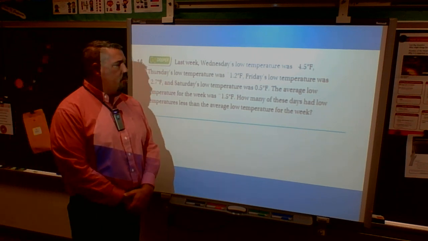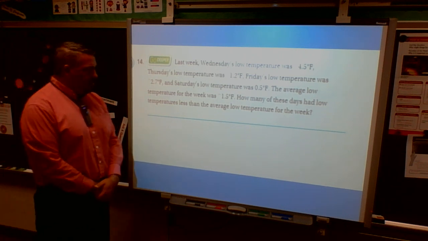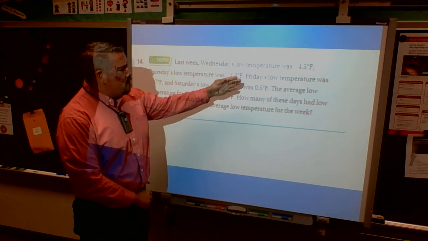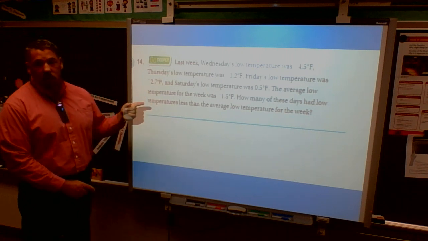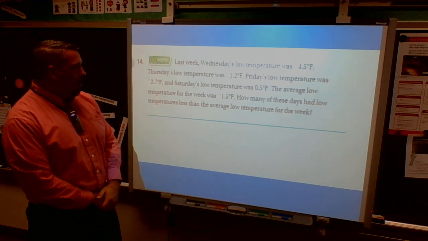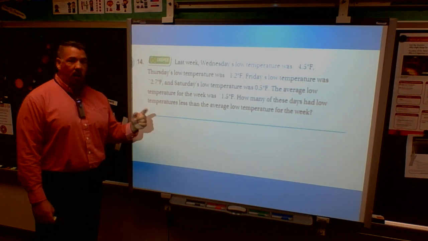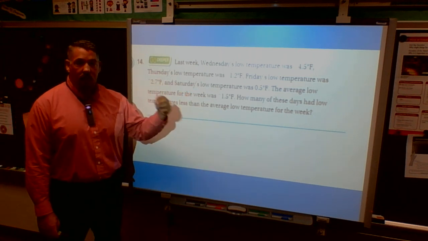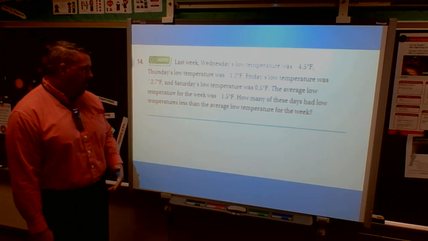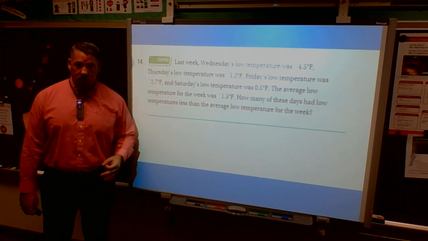Last week, Wednesday's low temperature was negative 4 5/10 degrees Fahrenheit. Thursday's low temperature was a negative 1 2/10 degrees Fahrenheit. Friday's low temperature was negative 2 7/10 degrees Fahrenheit. And Saturday's low temperature was negative 5/10 degrees Fahrenheit. The average low temperature for the week was, so they added those 4 together and divided by 4, and they got negative 1.5 or negative 1 5/10. How many of these days had low temperatures less than the average low temperature for the week?